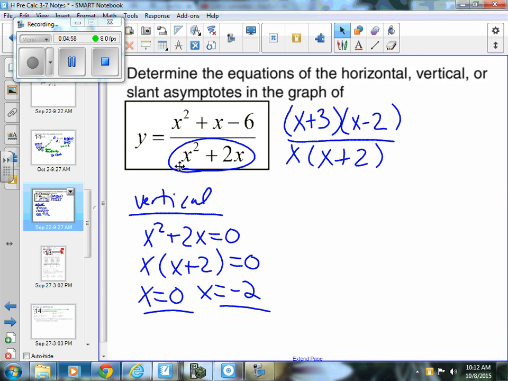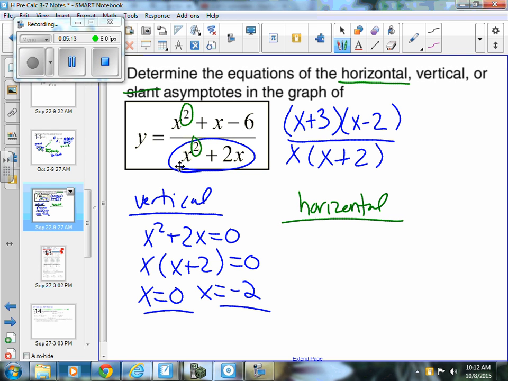All right, now, does it have horizontal or does it have slant? If you look at the degrees, they're both two. They're equal. They're balanced. So it's not slant. It would actually have a horizontal asymptote. So let's take a look at horizontal. If you do end behavior for this graph, y approaches what as x approaches plus or minus infinity? Go ahead and take a look at the graph on your calculator. I believe as you look at this graph, it should get closer and closer to 1, which means our horizontal asymptote would be y equals 1.